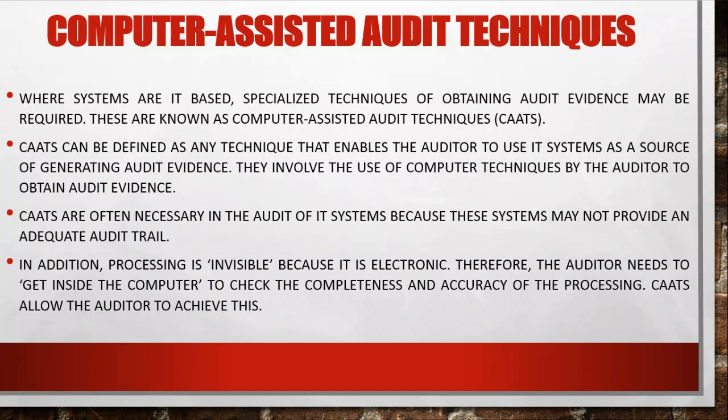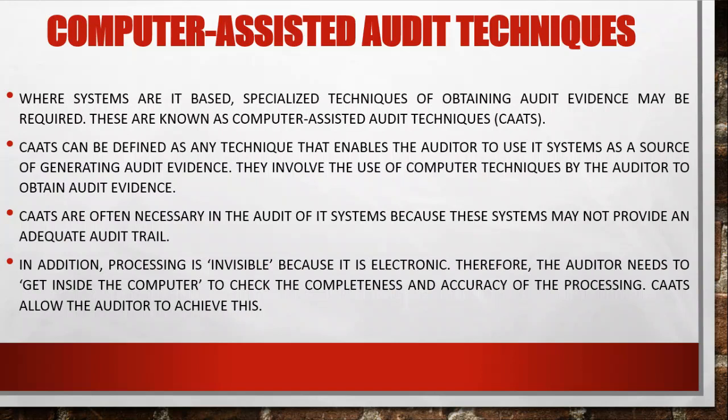We usually call it CATs, computer assisted audit techniques. It can be defined as any technique that enables the auditor to use its IT system as a source of generating audit evidence. So when we use a system-based audit approach, when our computer, our laptop, our programs and the like help us in achieving audit evidence, we are working using computer assisted audit techniques.